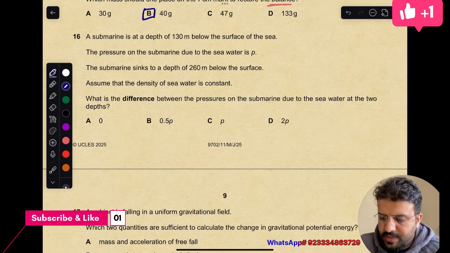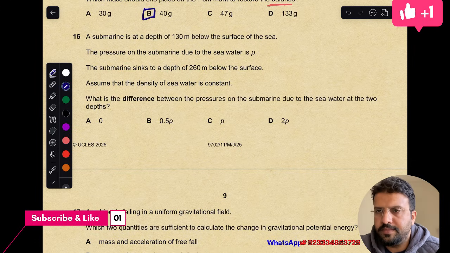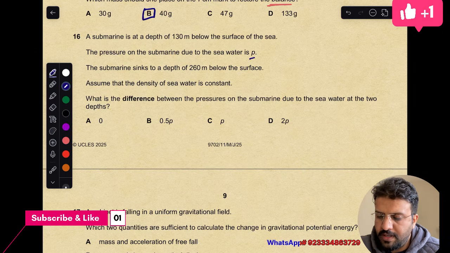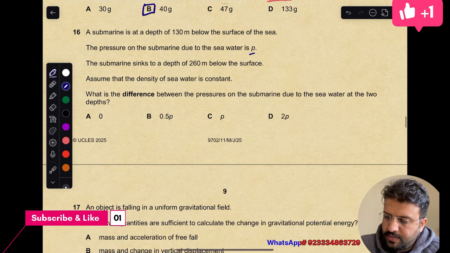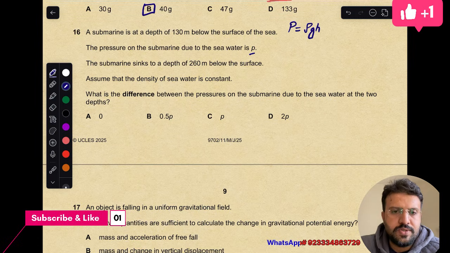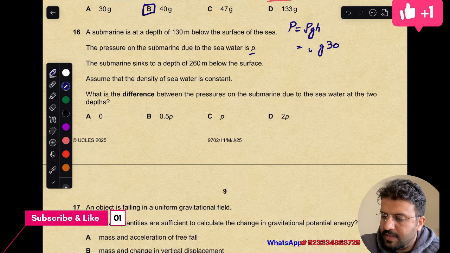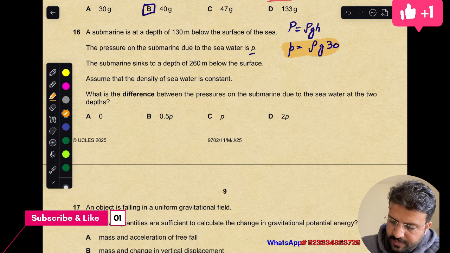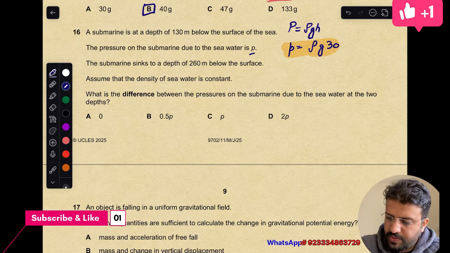In the next question, question 16, a submarine is at a depth of 130 meters below the surface of the sea. The pressure on the submarine due to the sea is P. So first thing, we know the pressure is rho gh in the liquid, right? So they are telling us when the depth is 130, g will remain g, density remains density, the pressure is small p. This is the information they have given us in the question.